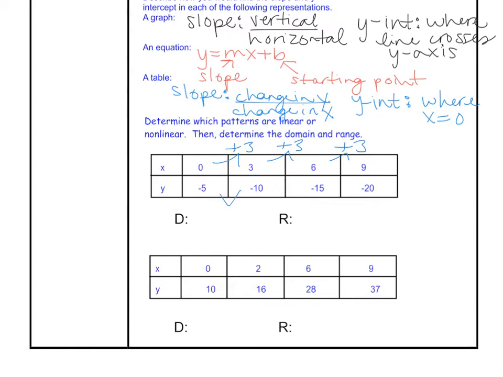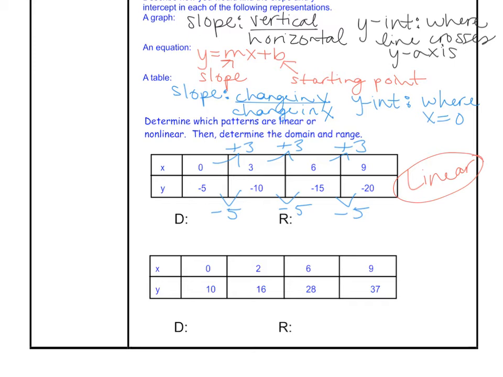We'll test the same thing on the bottom. From negative 5 to negative 10, it's going minus 5. Negative 10 to negative 15 is minus 5. And same thing over here. So it looks like we do have a constant pattern because every time x goes up by 3, y goes down by 5. So yes, it's linear. We'll write that.